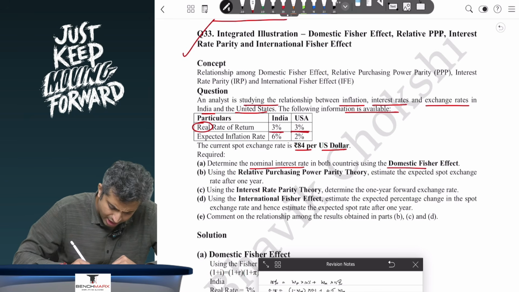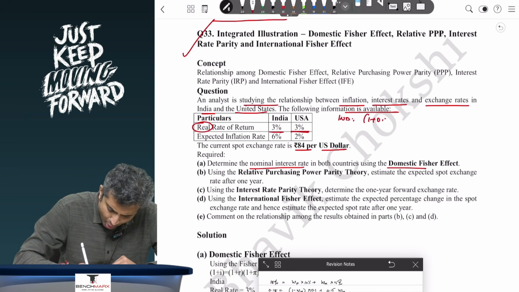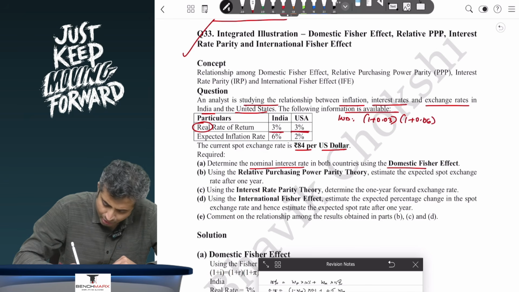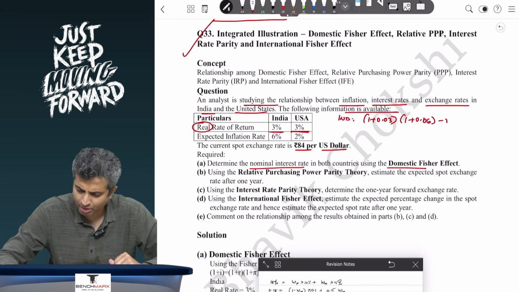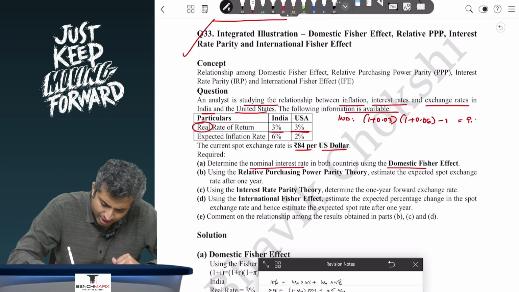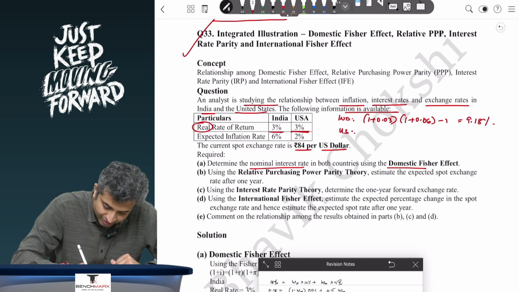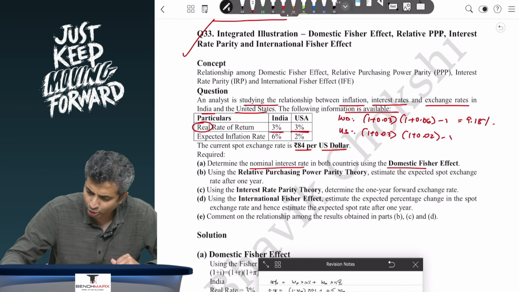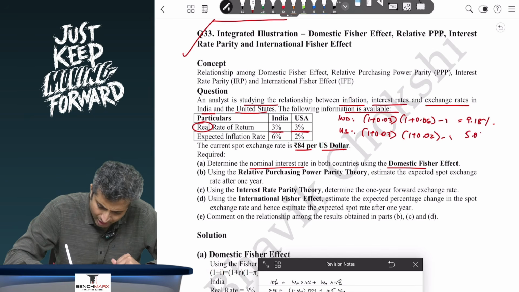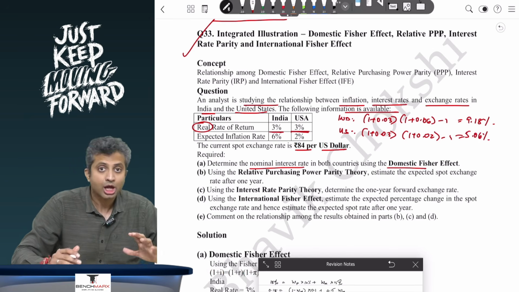So over here, if I look at India, I would say 1 plus 0.03 into 1 plus 0.06. I want to find the nominal rate, so 1 plus R, and I will subtract the 1: 1.03 into 1.06 minus 1. So approximately 9.18%. In the US, it will be 1 plus 0.03 into 1 plus 0.02, again minus 1. 1.03 into 1.02 minus 1. This is around 5.06%.